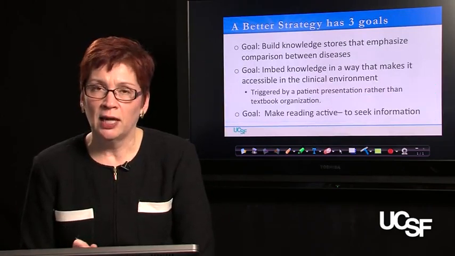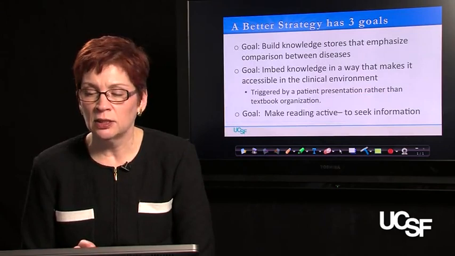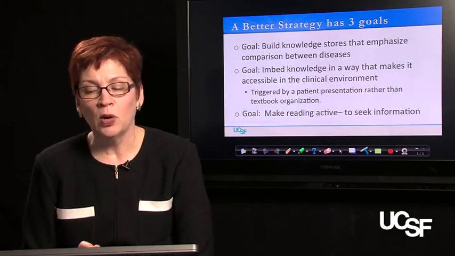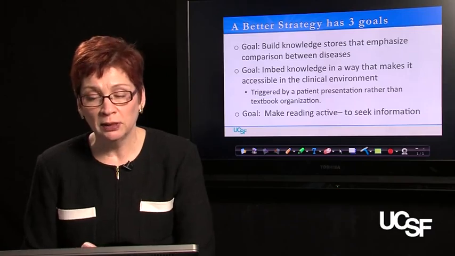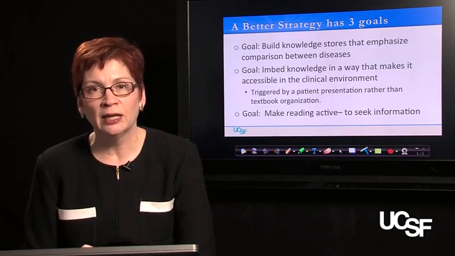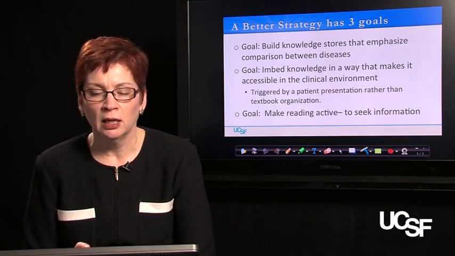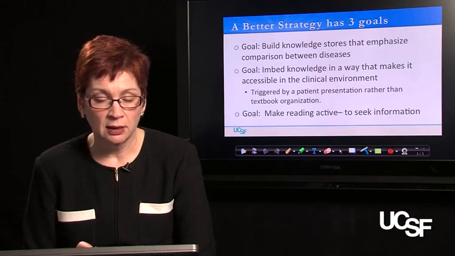A better reading strategy, other than horizontal reading, has 3 goals. Goal number 1 is it's important to build knowledge stores that emphasize compare and contrast learning about diseases. We call that comparison between diseases.